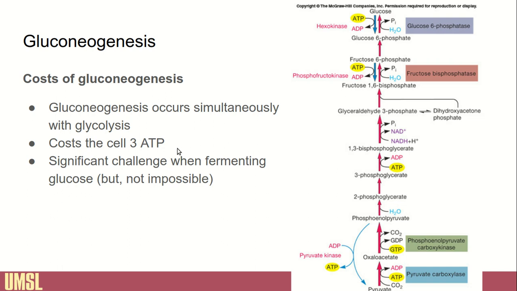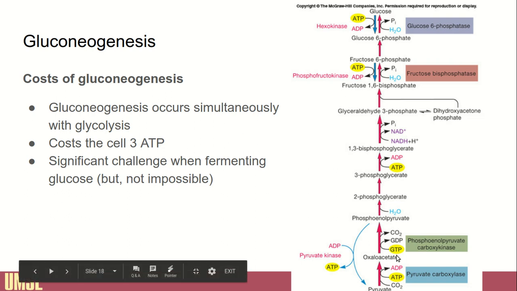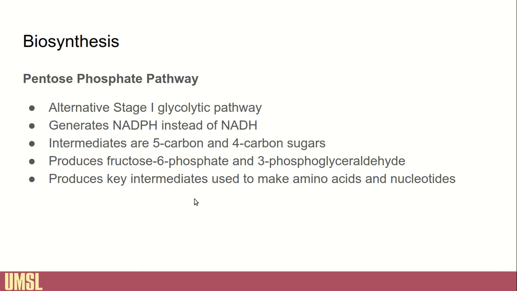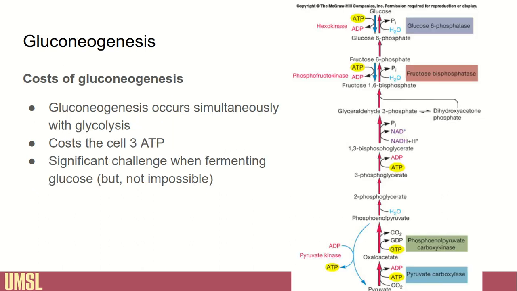So ultimately this costs the cell 3 ATP. We're just going to say functionally that GTP is more or less ATP, and so 3 ATP. This is a significant challenge when you're fermenting glucose, but it's not impossible. There are other energetically favorable things that can happen during fermentation.